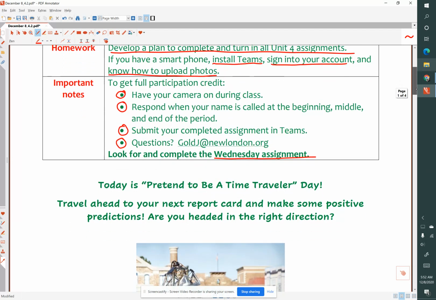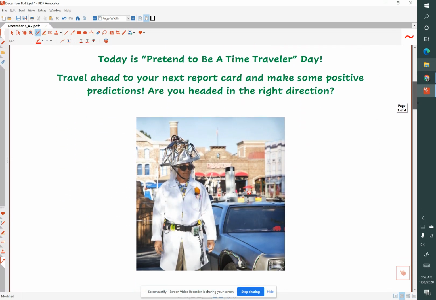So in our theme this week of obscure holidays, today is Pretend to be a Time Traveler Day. These holidays are made up by industries or groups of people, and they get them approved to be a national holiday. They're obscure. Very few people know about them. I just think they're kind of fun.